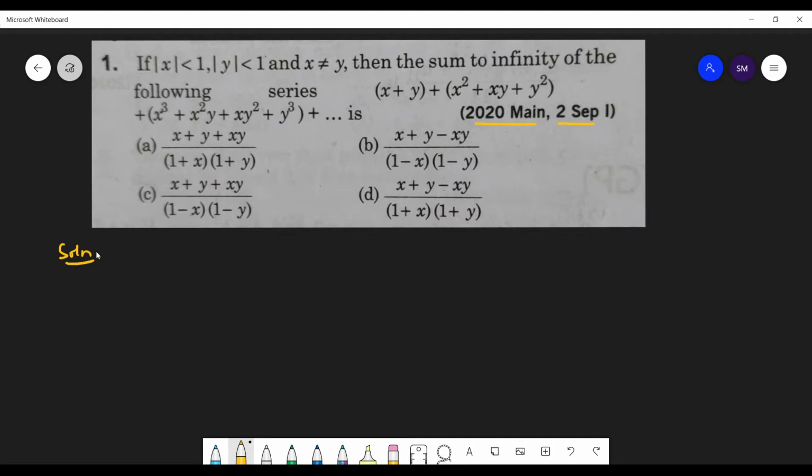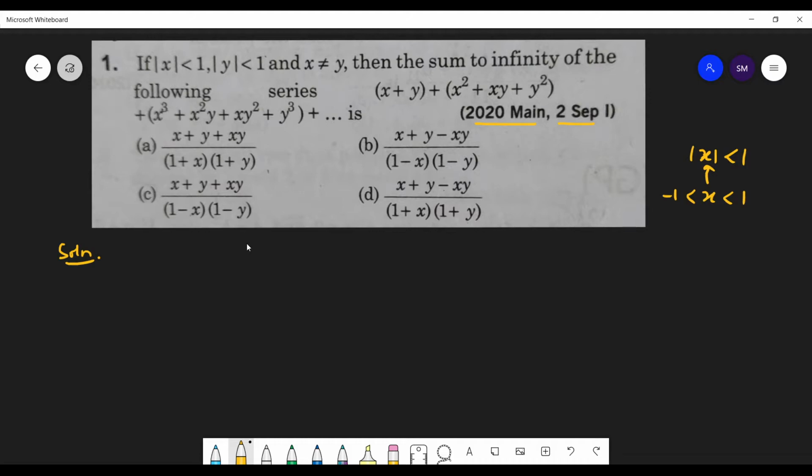So students, here the modulus of x is less than 1, modulus of y less than 1. It means x will be between -1 and 1. What does this mean? Then only this will be satisfied.